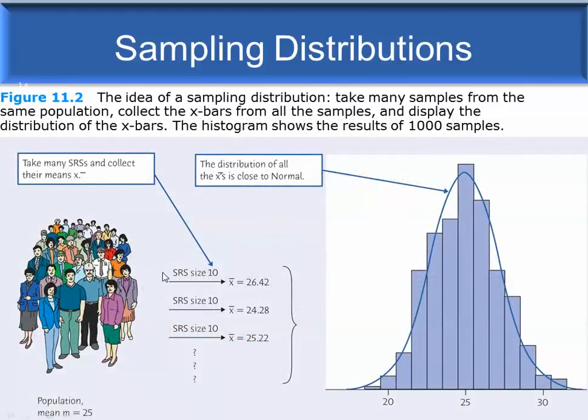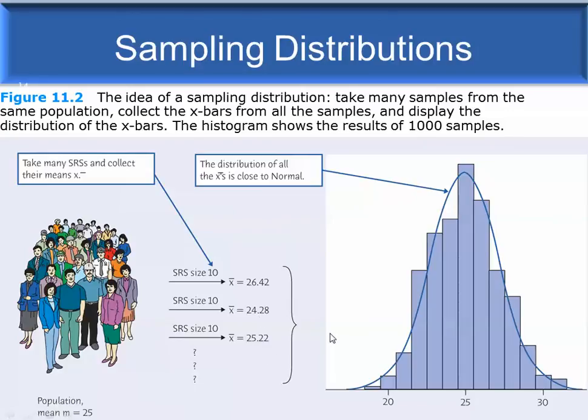In this case, we're going to do samples of size 10. So, again, theoretically, you wouldn't know that of these 1,000 people, the mean is 25. But just from an academic perspective, let's say that we know the mean is actually 25. So we take a sample of 10 people, we get a mean of 26.42. We take another sample, we get a mean of 24.28. We take another sample, we get a mean of 25.22.